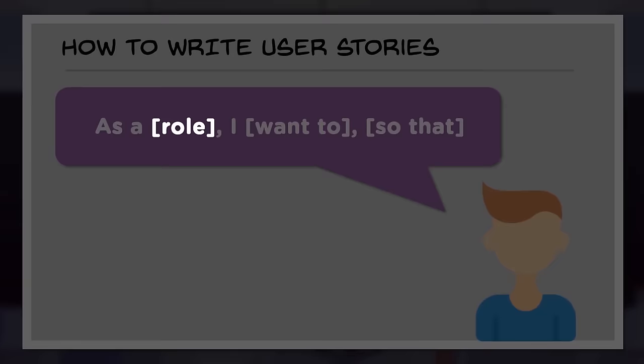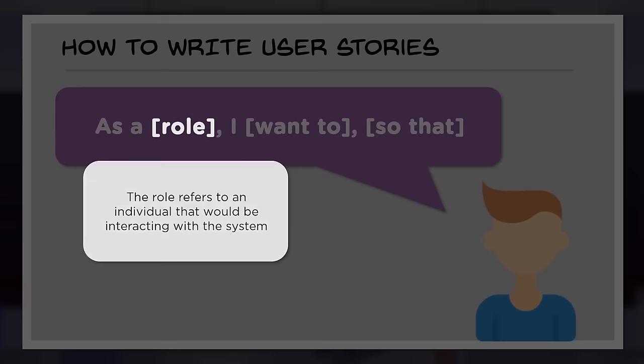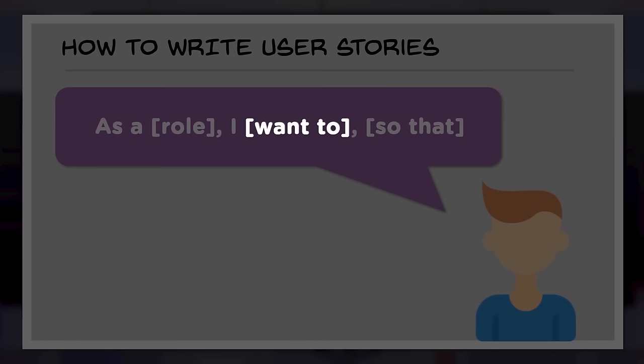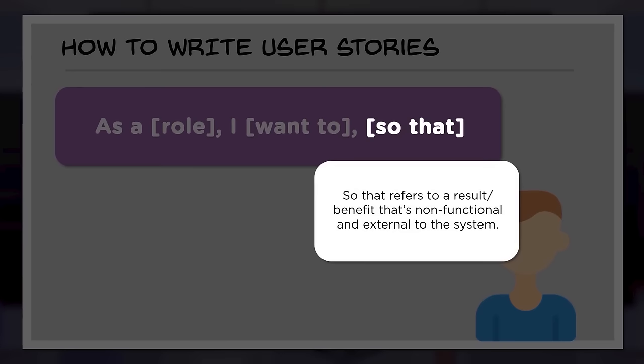The role refers to an individual that would be interfacing or interacting with the system. Now, when we say want to, the want or action represents the behavior of the system. What is it supposed to do? This action would be unique to each user story. Then, so that refers to the benefits or results that are non-functional and external to the system. As a result, what would happen? What are we trying to accomplish out of it?